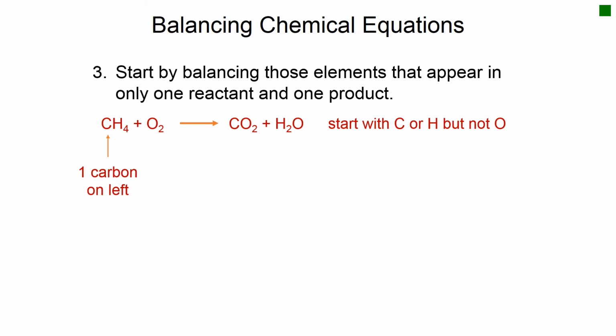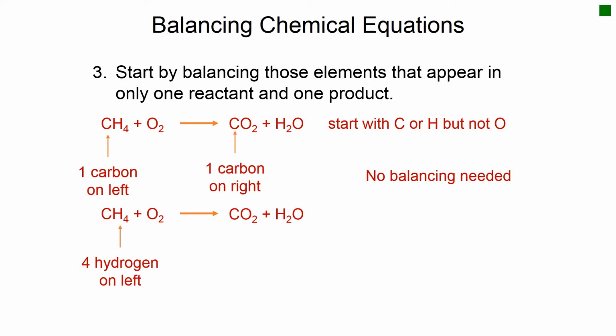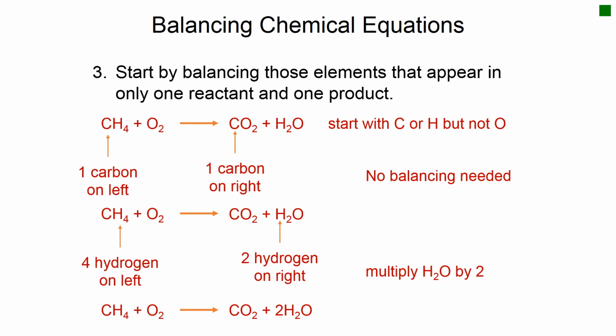And if I look at my carbon, I've got 1 carbon on the left and 1 carbon on the right. So I'm done with the carbon. Now let's look at that hydrogen that I pointed out a minute ago. I've got 4 hydrogens on the left and only 2 on the right. In order to fix that, I need to multiply H2O by 2. So here we go. CH4 plus O2 reacts to produce CO2 plus 2 H2O. This is my addition. So now we got to see, are we done yet?